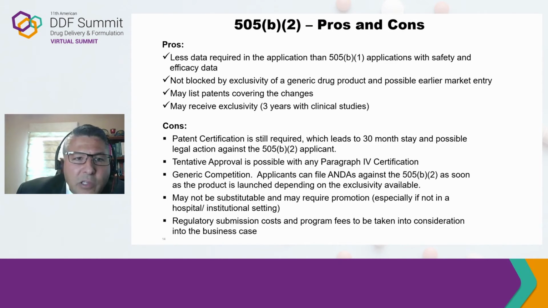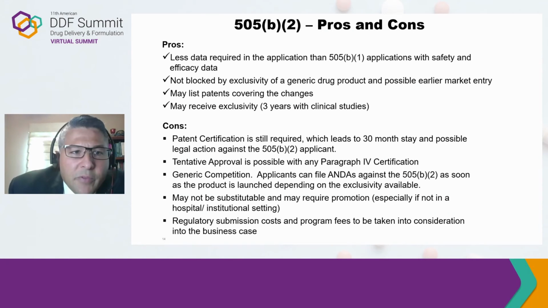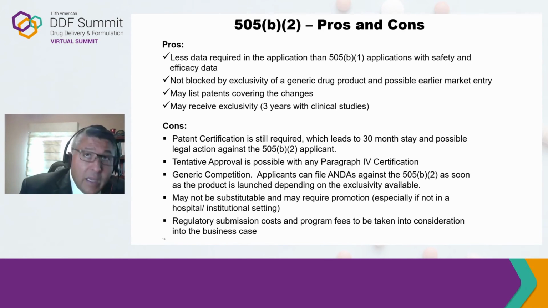So if we take a look at some additional pros and cons here, for 505(b)(2)s, there is less data required in the application than 505(b)(1), because you're leveraging some of the safety and efficacy data. It's not blocked by exclusivity of a generic drug product, and possibly earlier market entry. And there are several examples where 505(b)(2)s have launched, in some cases prior to brand exclusivity and ahead of generic entries.